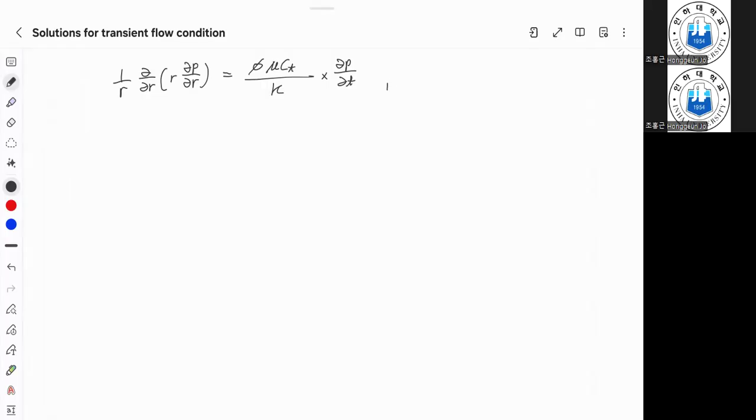To get this equation, we had several assumptions. First assumption was a homogeneous and isotropic rock property, meaning K is constant, porosity is also constant.